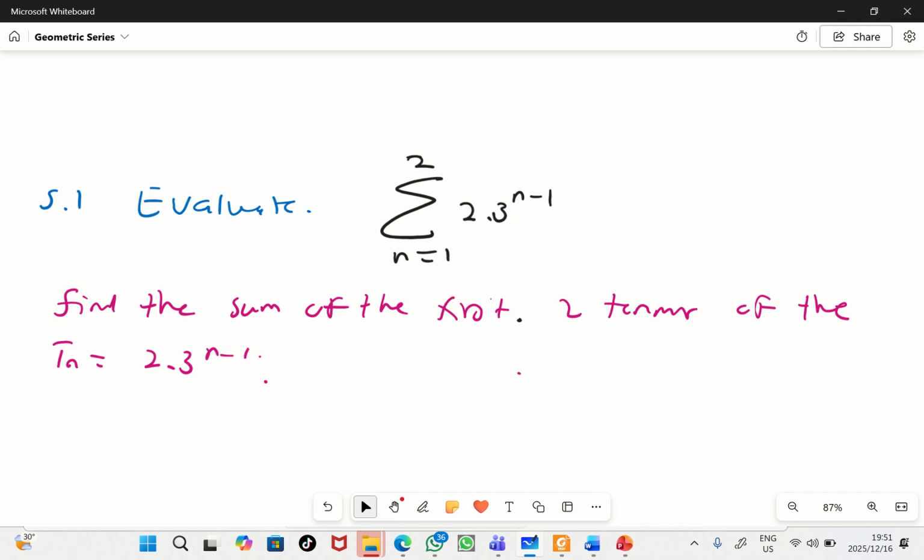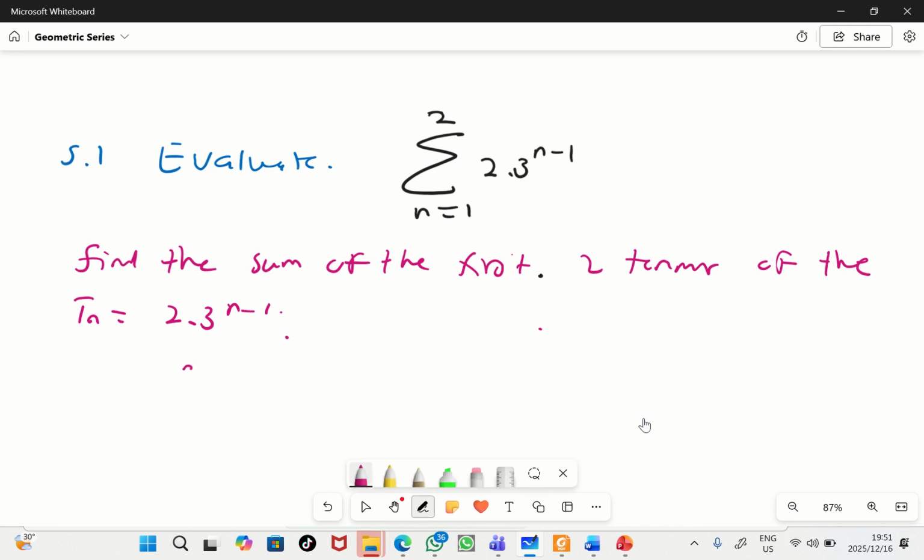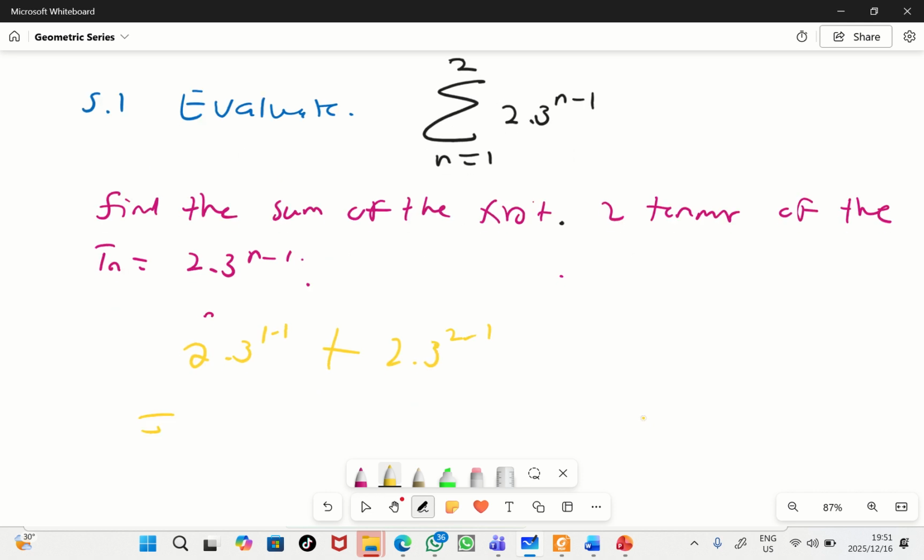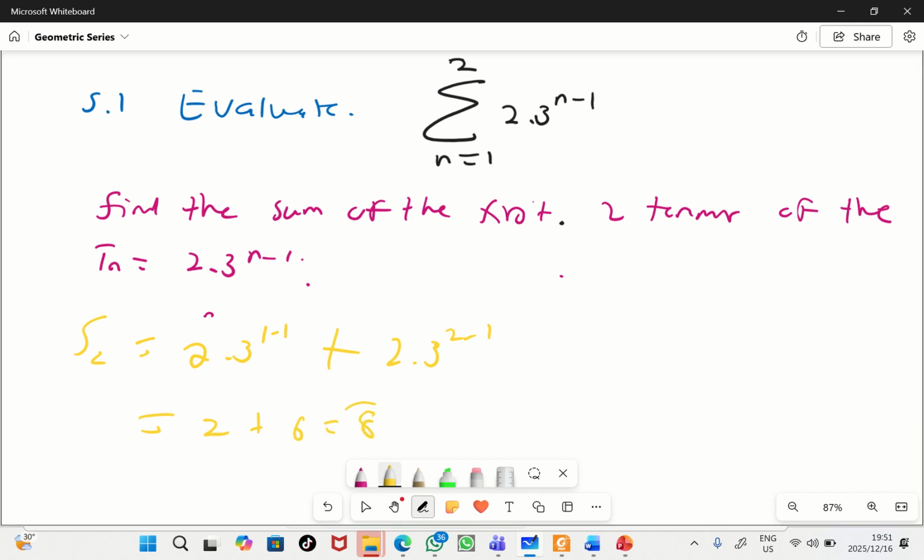Sharp. So that will obviously be 2 plus 2 there. Okay, that's about that. So that's S2 basically. So that is 2 plus 6 gives us 8. Okay, sharp. Now let us now come to situation where we have a 0.